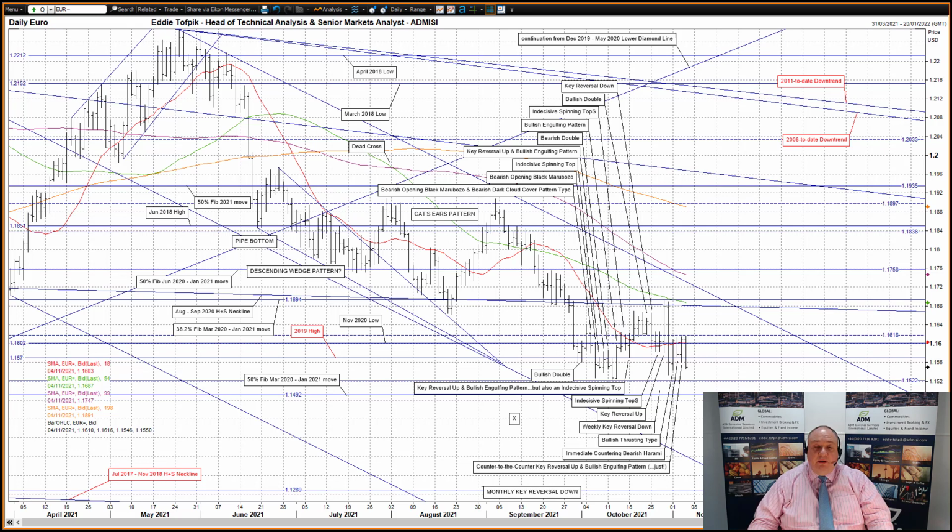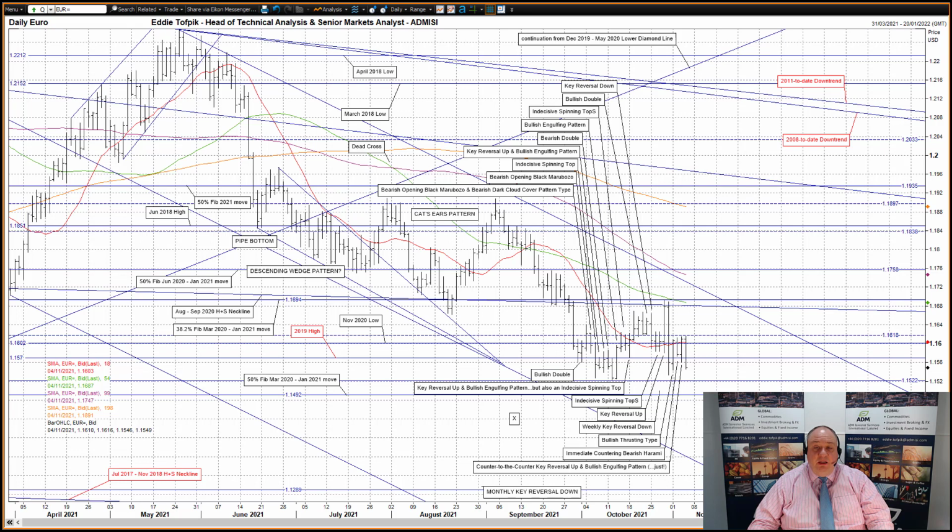I'll start with the euro-dollar. A combined counter-to-the-counter key reversal up and bullish engulfing pattern yesterday, if only just on the latter. Once again, the market only just made it over the short moving average, currently at 116.04, and the November 2020 low at 116.02. Closing over it once more, if only just.